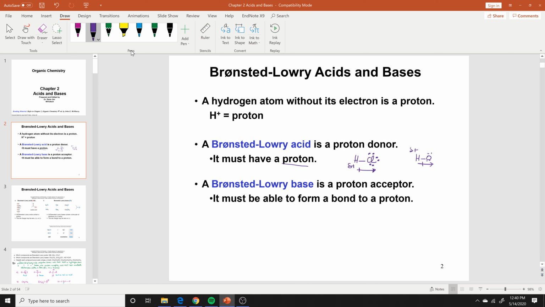Then you have the definition of a Bronsted-Lowry base. A Bronsted-Lowry base is a proton acceptor. In order to accept a proton, by definition, a Bronsted-Lowry base has to have lone pairs. Let me give you an example, like water. A Bronsted-Lowry base should have a lone pair. So from the oxygen, this is the Bronsted-Lowry base. By definition, the base uses its lone pairs in order to attack the acidic hydrogen over there.